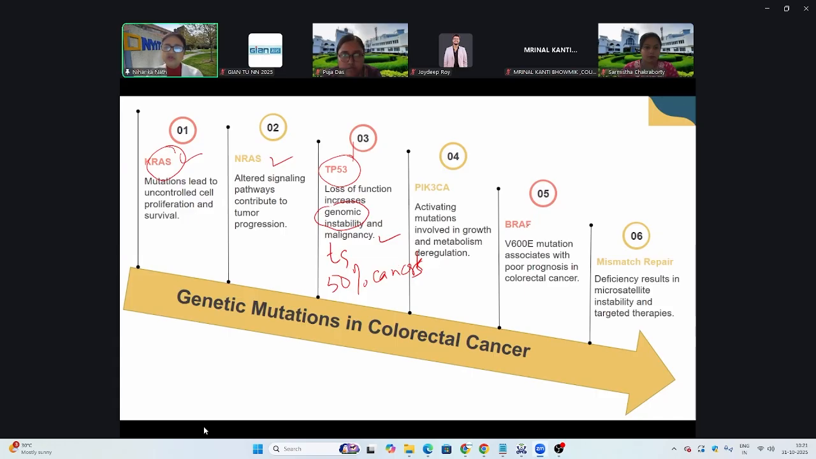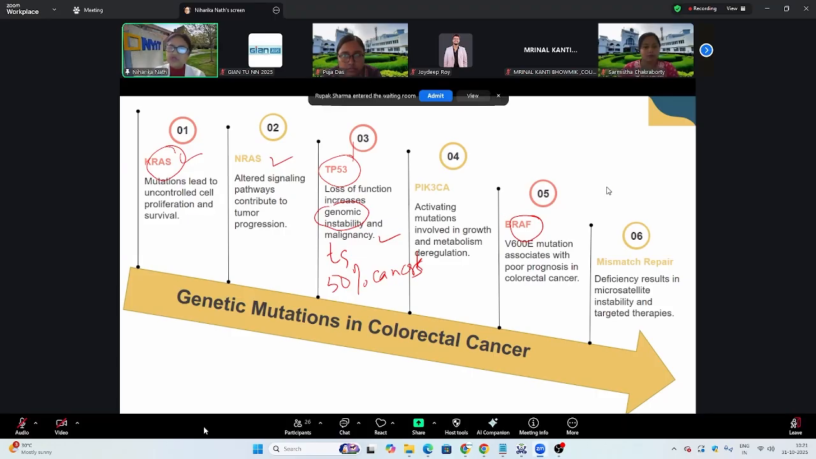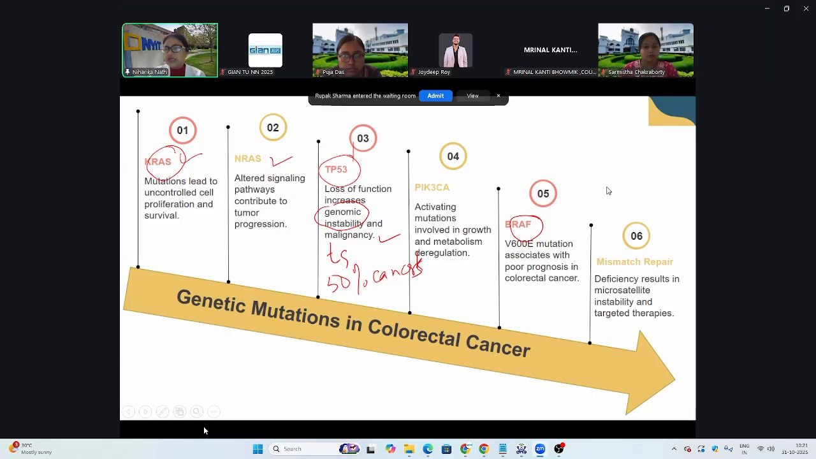All right, and then the other one is RAF or BRAF, and again its mutation initiates and promotes.